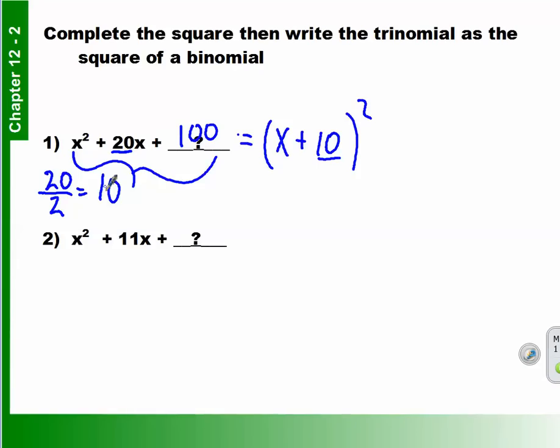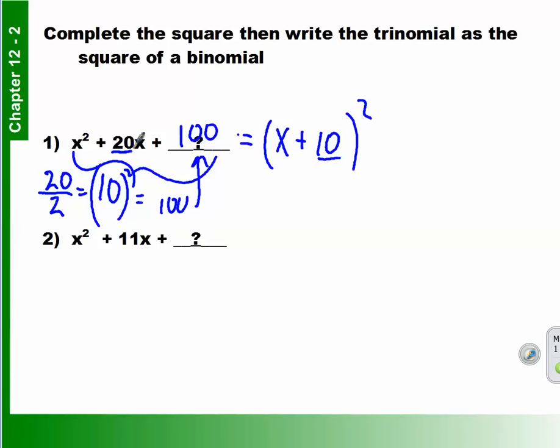Okay. So then what I'm going to do is I'm going to square 10. And what do I get when I square 10? 100. And so if that blank had a 100, this trinomial could be factored as the quantity x plus 10 squared. If you understand the idea of dividing the linear term by 2 and then squaring, you got completing the square. That's really all that it is. That's all we're going to do today.